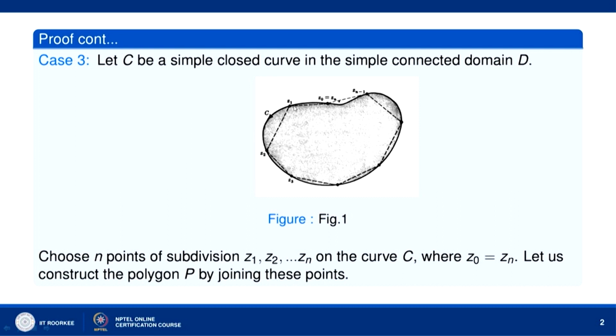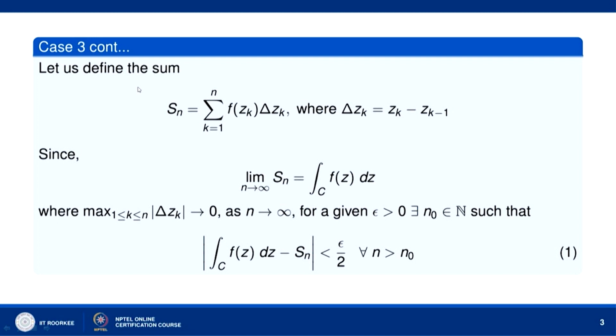so that we construct this polygon by joining z0 to z1, z1 to z2, z2 to z3, z3 to z4 and so on, z(n-1) to zn. We have already proved that the integral over C of f(z) dz equals 0 if C is a closed polygon. So let us define the sum Sn to be equal to the sum from k equal to 1 to n of f(zk) delta zk, where delta zk equals zk minus z(k-1). Here zeta k we have chosen as zk.